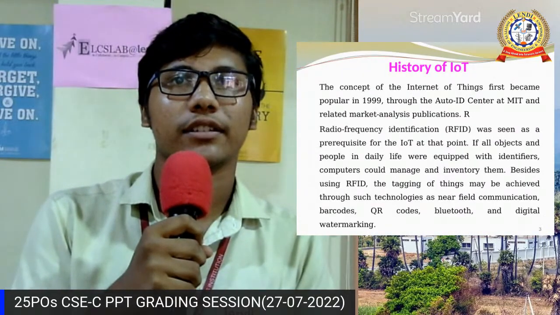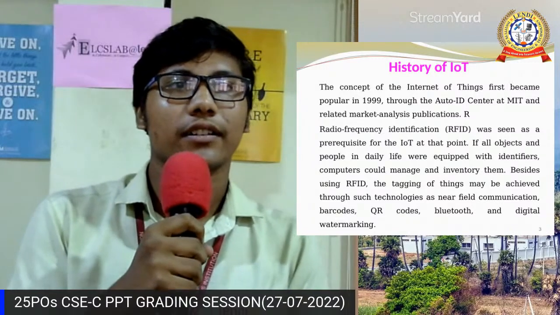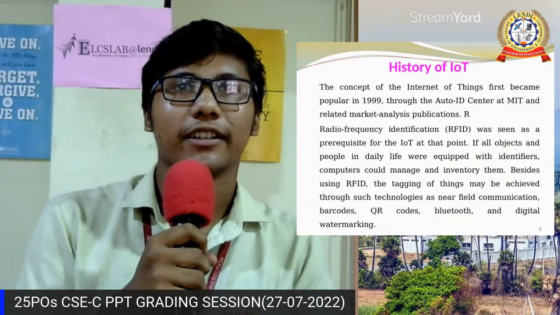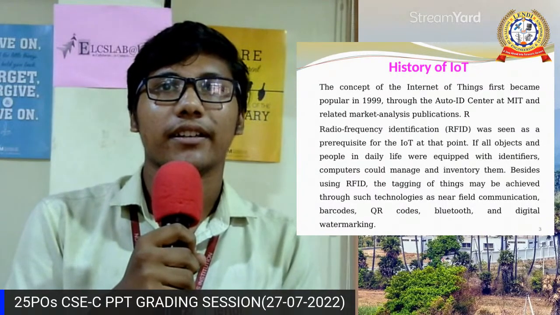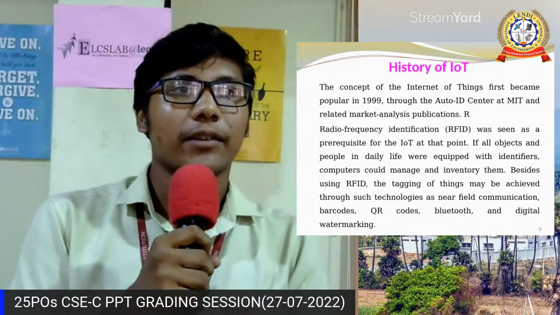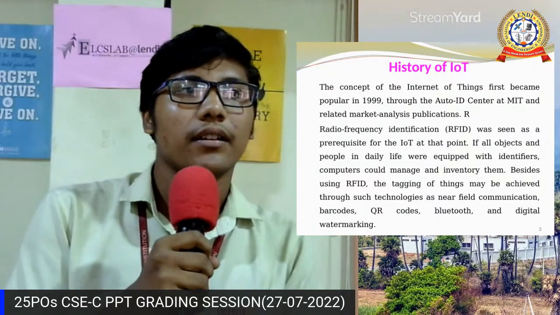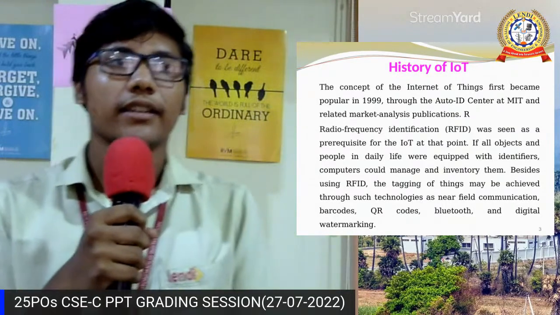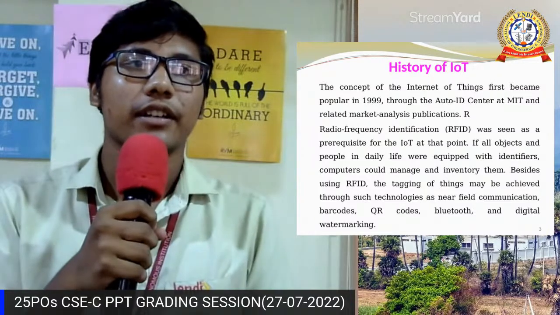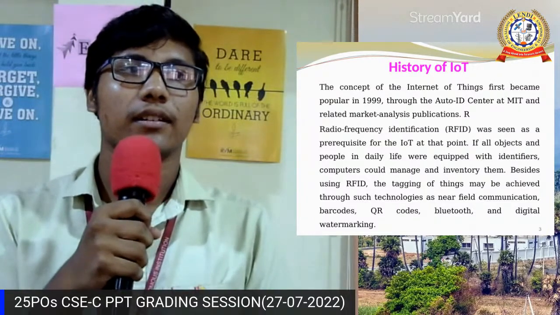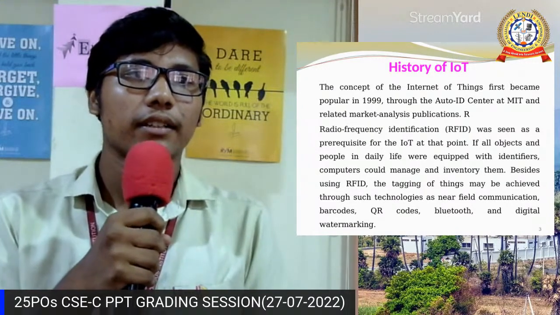Coming to the history of IoT, the concept of the Internet of Things first became popular in 1999 through the Auto-ID Center at MIT and related market analysis publications. RFID, which means radio frequency identification, was seen as a prerequisite for the IoT at that point.